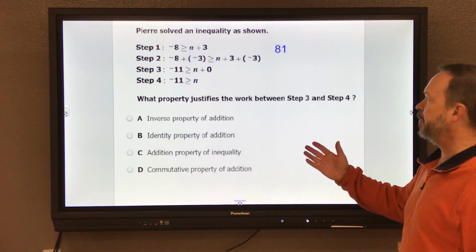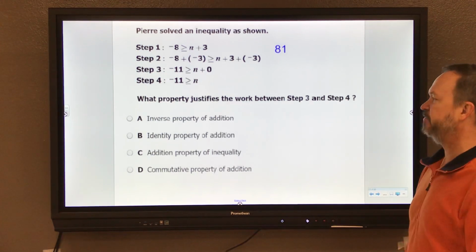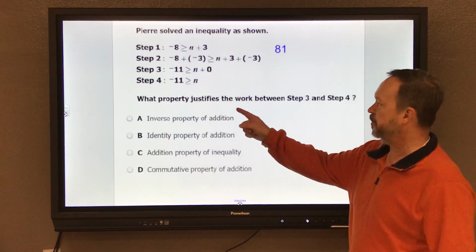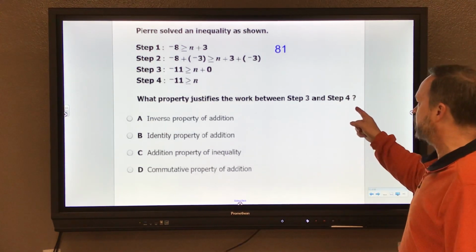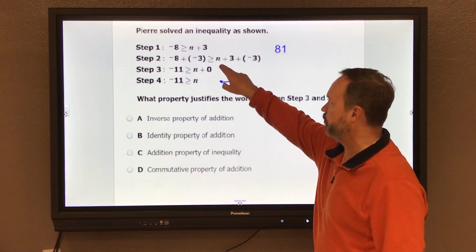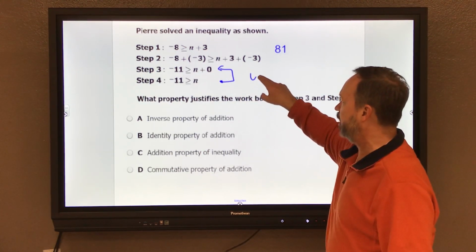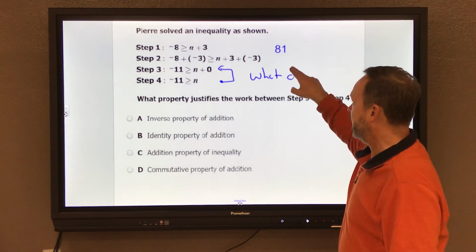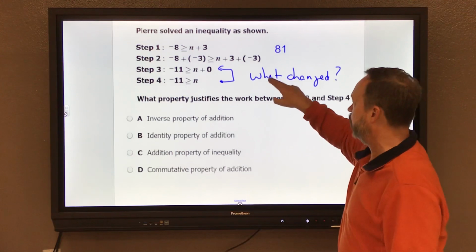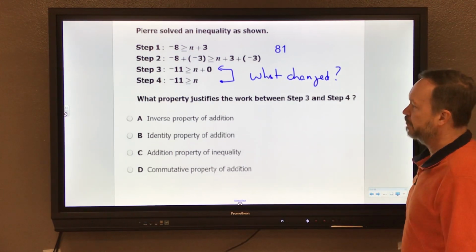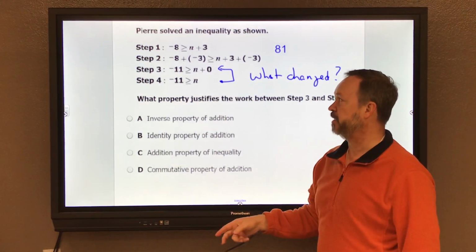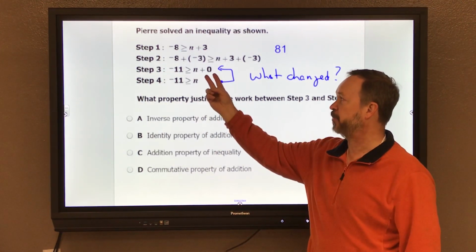And they want to know about properties. We're not great at properties. It's not our most favorite thing, but it is. It's which property justifies the work between steps 3 and 4. So when I look at step 3 and step 4, the big question is, what changed? Because that's going to give me an understanding of the property. What changed? Well, the left side didn't change. The inequality sign didn't change. The only thing that changed is I went from having an n plus 0 to just an n.